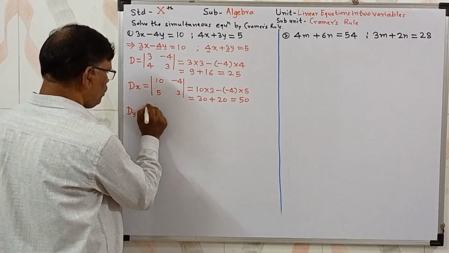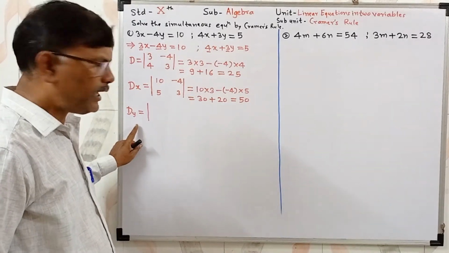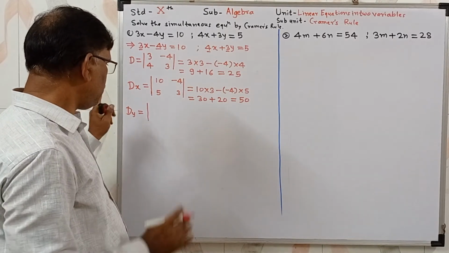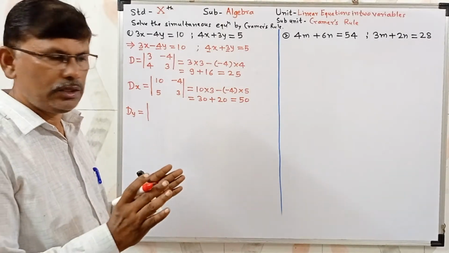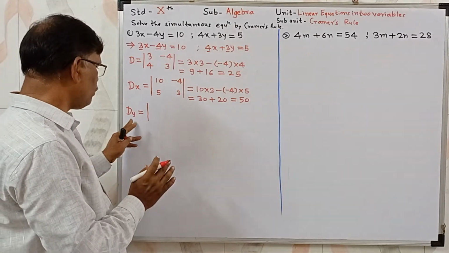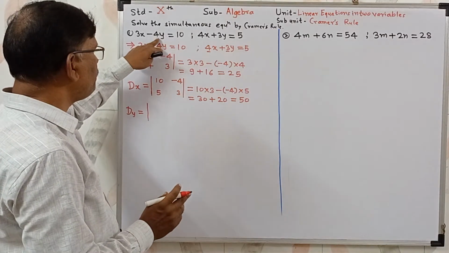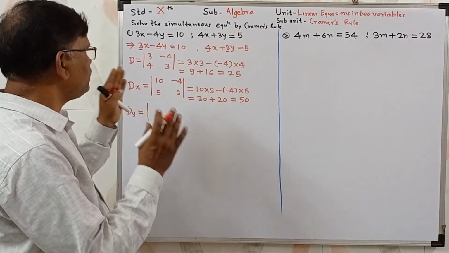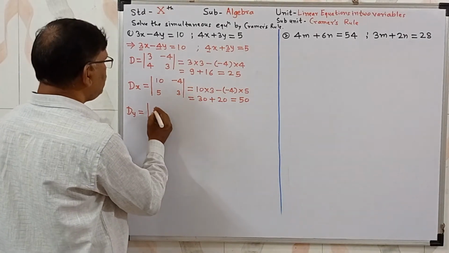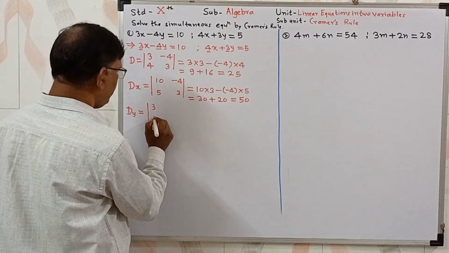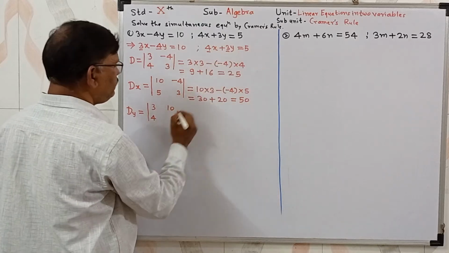We know how to do this. In Dy, listen, the coefficient of y is omitted. The coefficient of y, that means b1 and b2, is omitted. So here a1 is 3, a2 is 4, then c1 is 10 and c2 is 5.